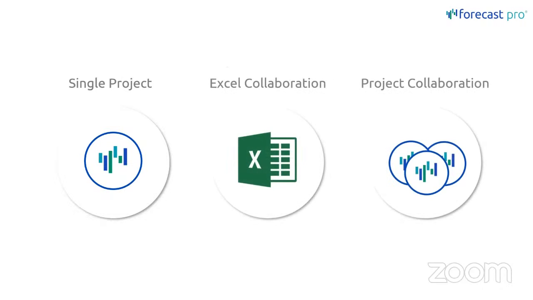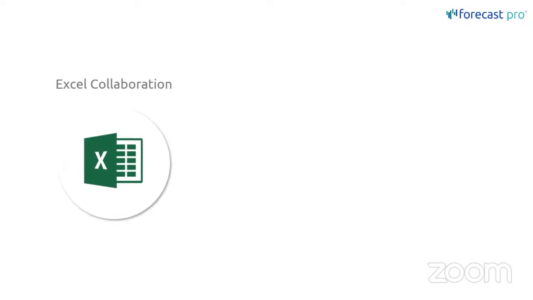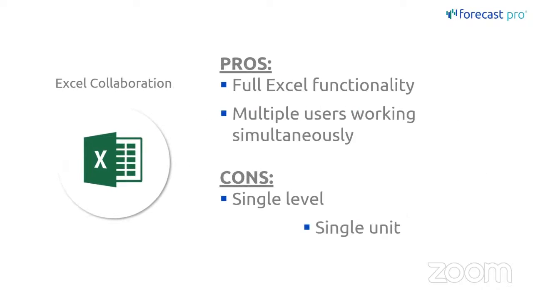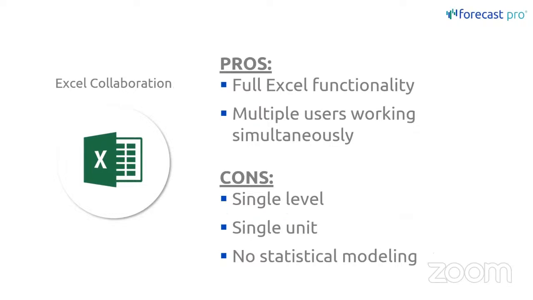Next, let's look at Excel collaboration. With Excel collaboration, we solve one of the main problems, which is that we can have multiple users working simultaneously. We can export our forecasts out to Excel and have each individual user make changes directly in Excel using the full functionality of the program. The problem is that these Excel files are limited. You can only look at a single level of your hierarchy and you can only work in one single unit, and you're only making overrides. You are not making any statistical forecasting adjustments.